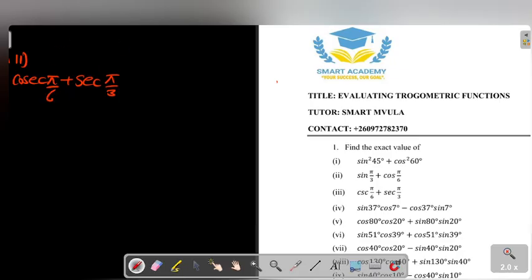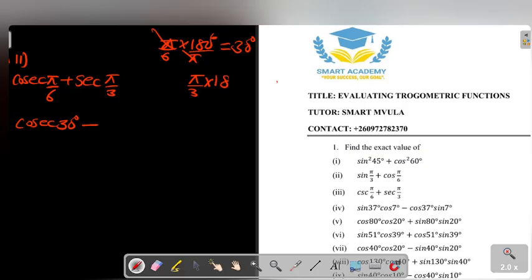To find the exact value of this, what we're going to do first is convert these angles to degrees. If you remember, pi over 6, you multiply by 180 degrees over pi. So pi and pi cancel. We have 180 over 6, that's 30 degrees. Then for sec pi over 3, we multiply with 180 over pi, so pi and pi cancel. You have 180 divided by 3, that's 60 degrees.